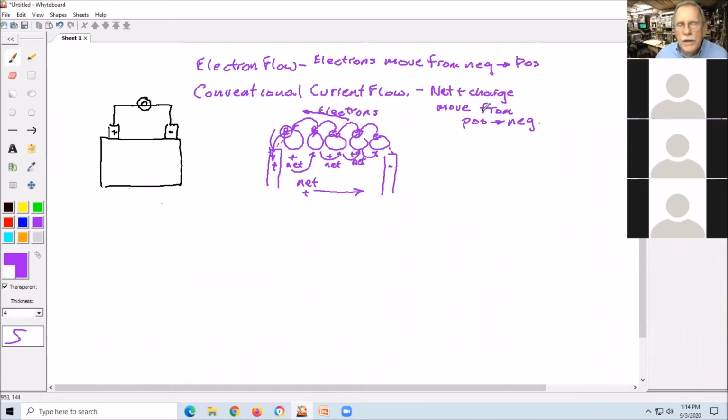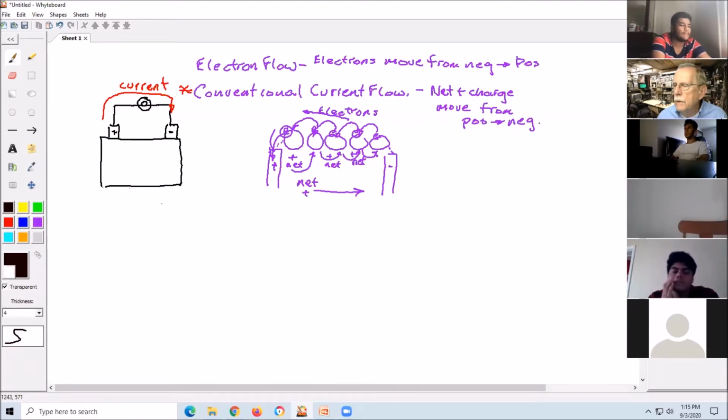So the key thing here, and it's important to realize, is that we're going to use conventional current flow. For us, current, which is the movement of charge, and that's one thing we're going to talk about in a second, is always going to be from positive to negative for conventional current flow. Even though it's the electrons that move, we're going to remember that current, the movement of charges, is going to be from positive to negative. That's what we call conventional current flow.